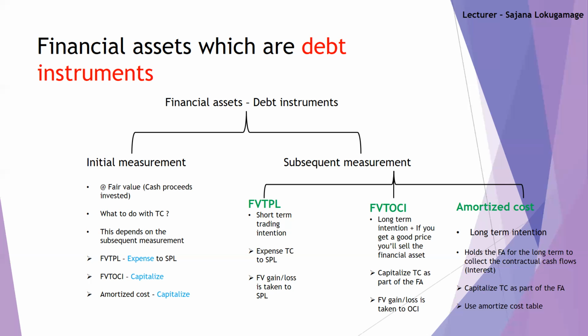Then the amortized cost method. When do you need to use the amortized cost method? That is where you are holding the financial asset for long-term purposes, in order to collect the contractual cash flows, which is interest. Then you have to capitalize the transaction cost as part of the financial asset. For accounting purposes, you will need to use something called the amortized cost table. Now let's look at the amortized cost table.